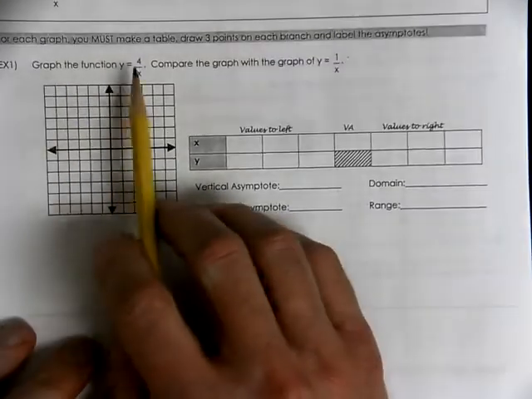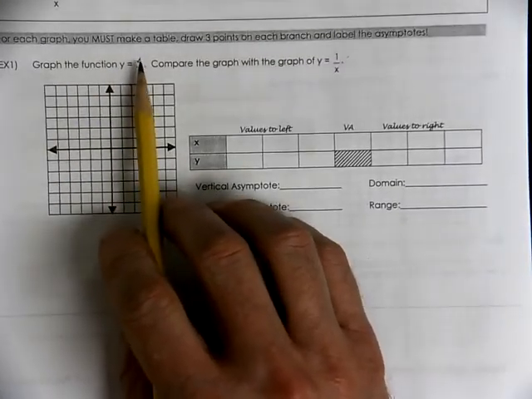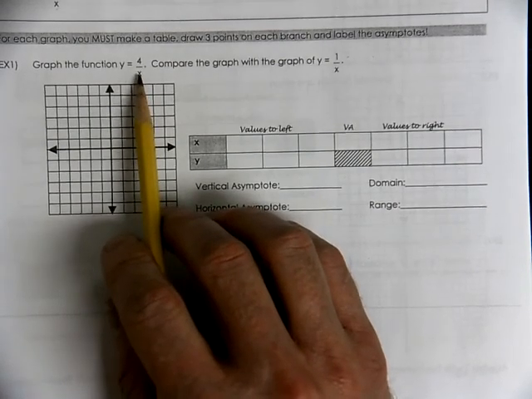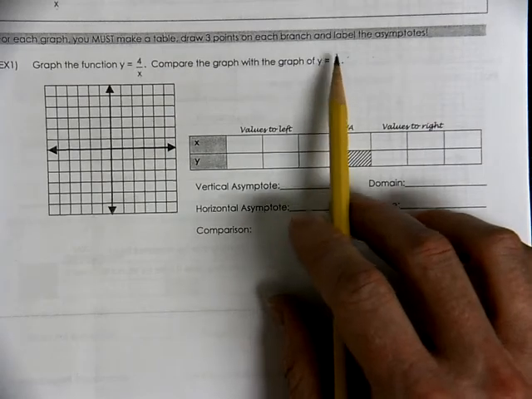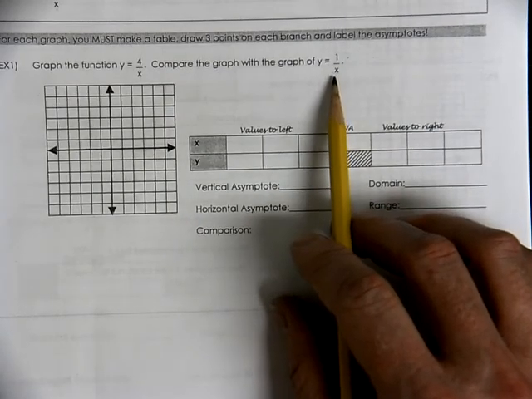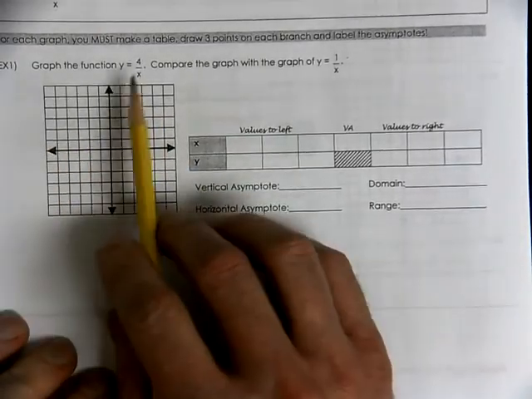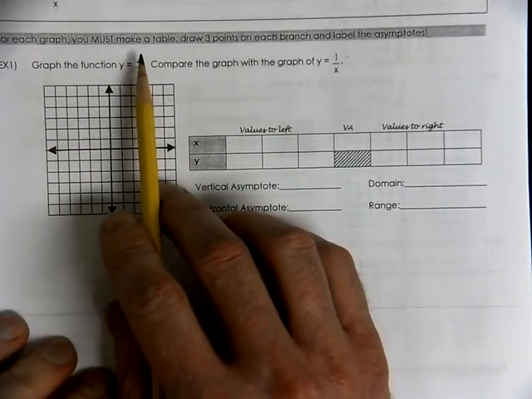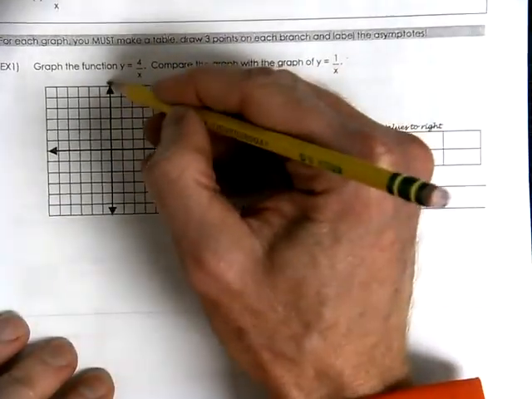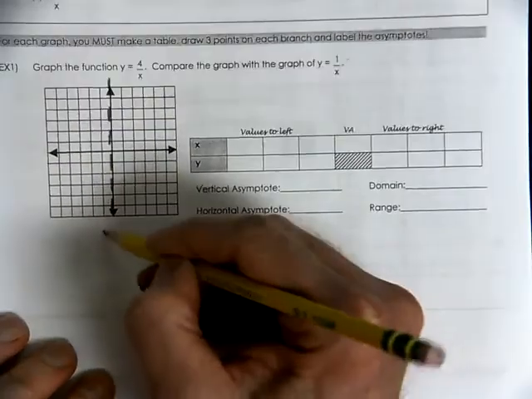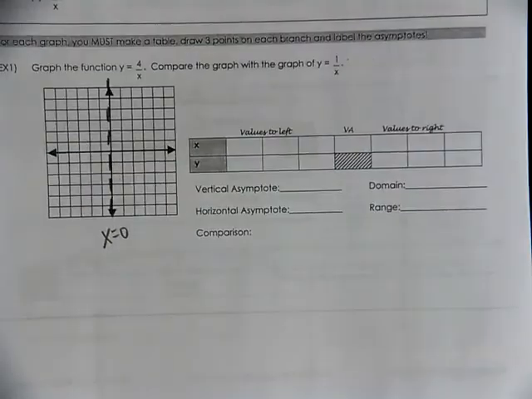So we're going to come down to graph this, and now we're going to graph y equals 4 over x. So 4 over x is in the same format as 1 over x. So it's going to have the same asymptotes. You can have any x value except 0. You cannot take 4 divided by 0. So we're going to have a vertical asymptote at x equals 0, and you want to label that as x equals 0.